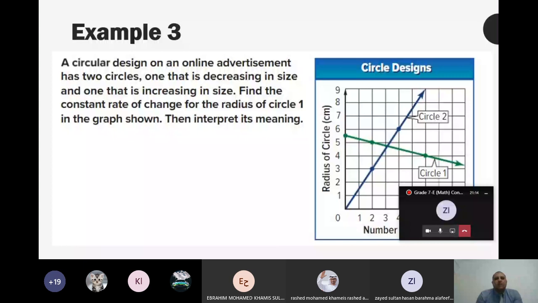Example 3. A circular design on an online advertisement has 2 circles, one that decreases in size and one that increases in size. Find the constant rate of change for the radius of circle 1 in the graph shown. Then interpret its meaning.